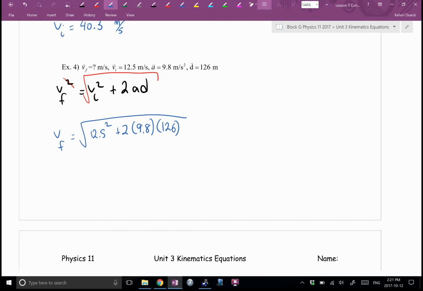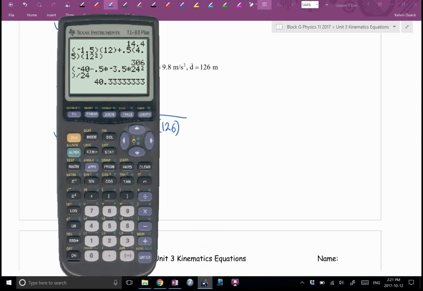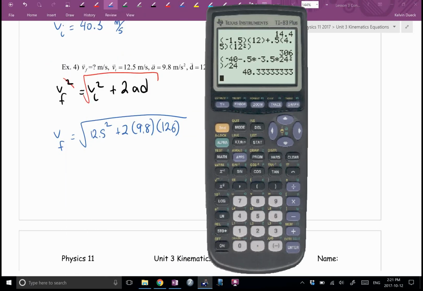For the rest of us that don't have that, when I have a big complicated square root, Morgan, which this is, here's my method. I actually don't do square root yet. I type what's inside the square root. I go 12.5 squared plus 2 times 9.8 times 126, and I hit equals. And then I go square root answer button. I've found I make far fewer mistakes that way. If you hit equals, you should get 2625.85.